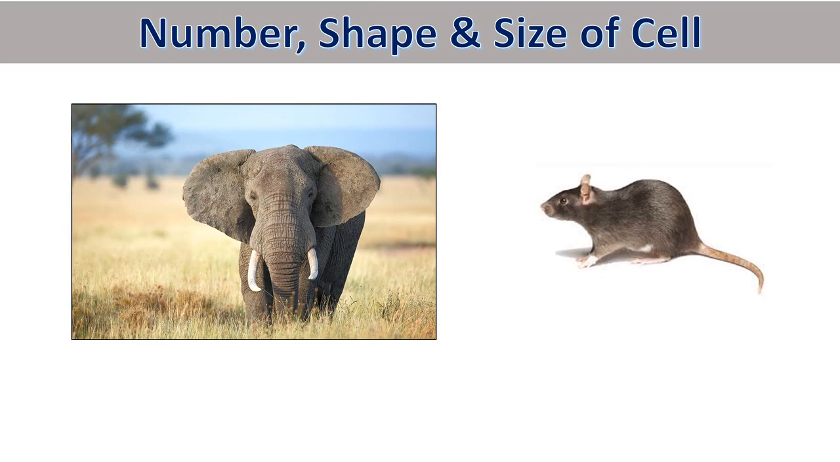Children, look at these two pictures carefully and think why the size of the elephant is much bigger than the size of the rat. Are the cells of this elephant bigger than the cells of this rat? No. The reason why elephant is larger than the rat is because it has more number of cells in its body compared to rat. So basically, whether the animal is larger or smaller depends on the number of cells and not on the size and shape of the cell.